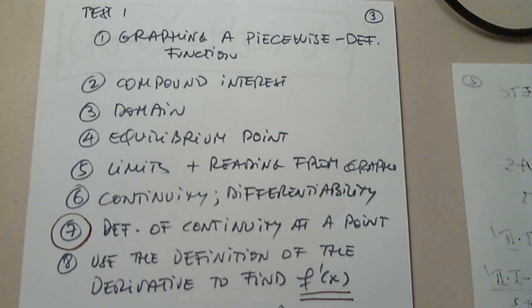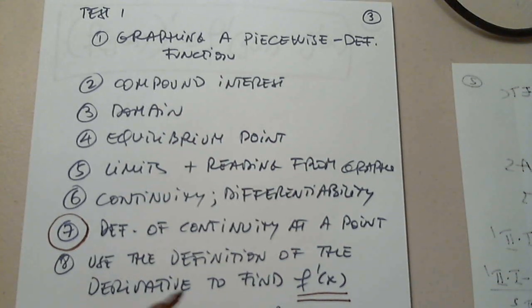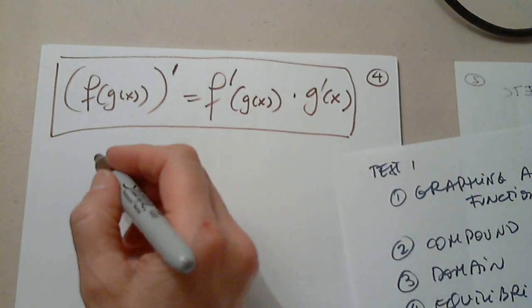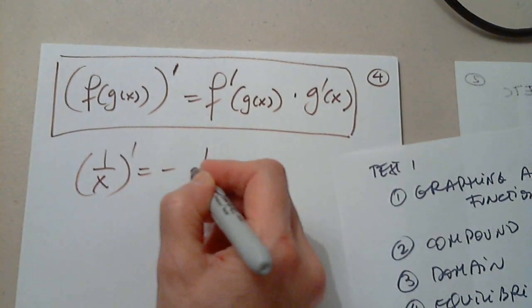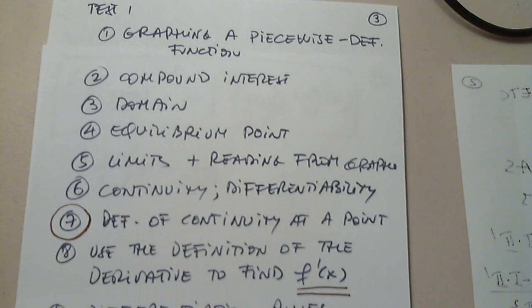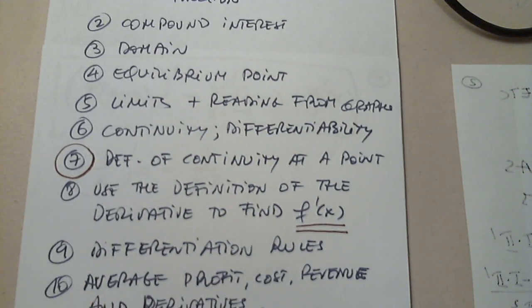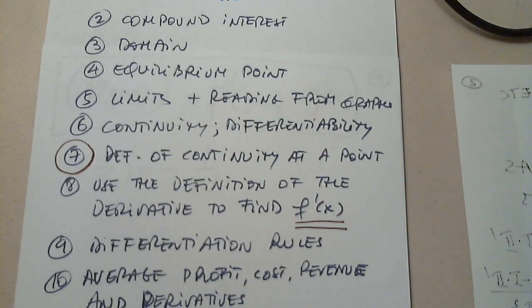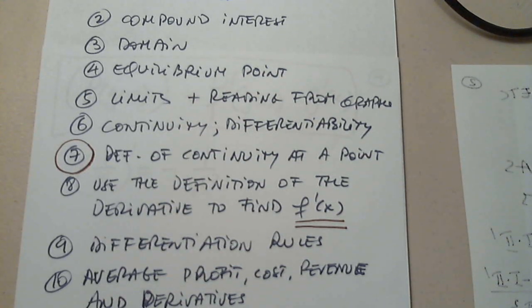Differentiation rules, we just reviewed them. Yes, and I want to add one more thing here, very important. The derivative of 1 over x is negative 1 over x squared. Okay, so please remember that. Again, average profit, cost, revenue, and their derivatives. Distance, velocity, acceleration, and higher order derivatives. So, tell me what you would like to start with.